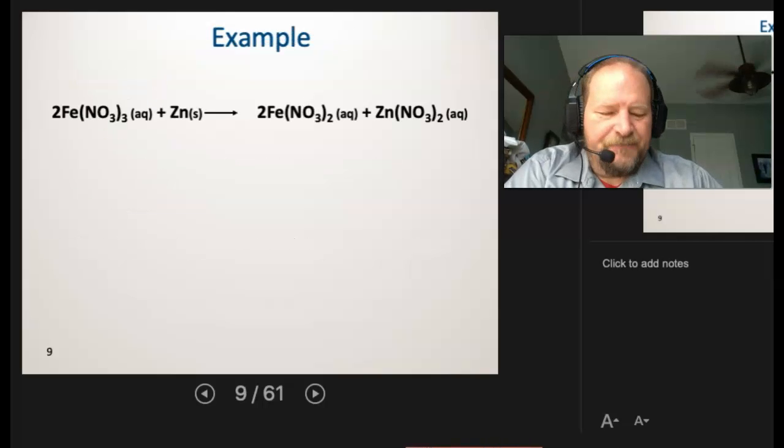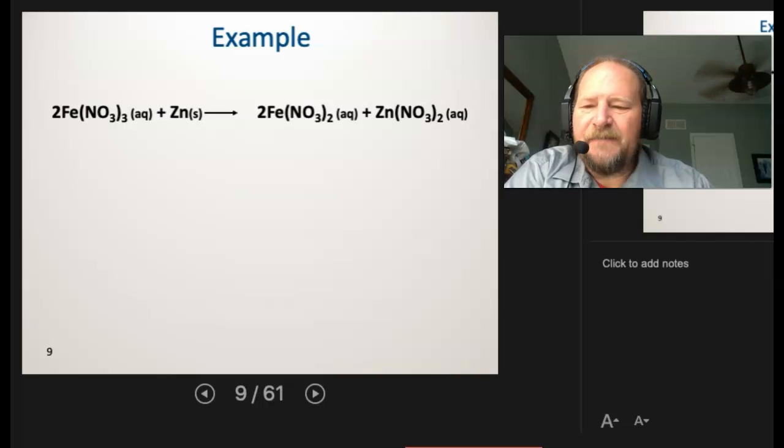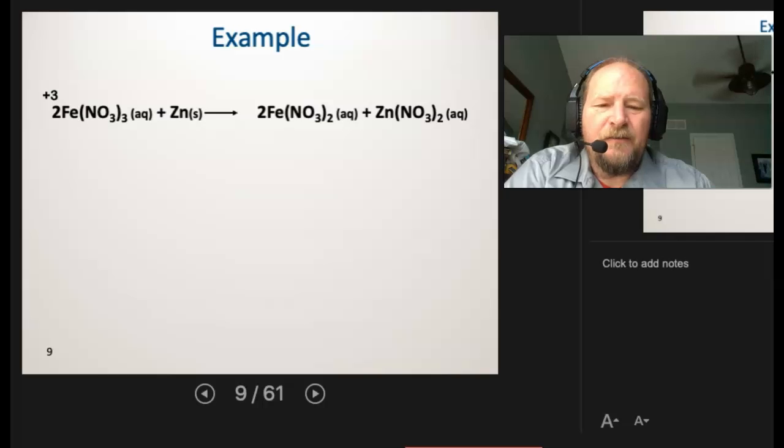So there's my reaction. The first thing I'm going to do is figure out what's the charge on iron on the reactant side. Well, I know the nitrates are all -1 and there's 3 of them. So the iron here must be a +3. How about the zinc? Well, here the zinc is elemental, and so it's going to be 0. So far, so good. Now on the product side, what's the new charge of the iron? Well, there's still nitrate with a -1, and there's 2 of them, so that means it's going to be +2.